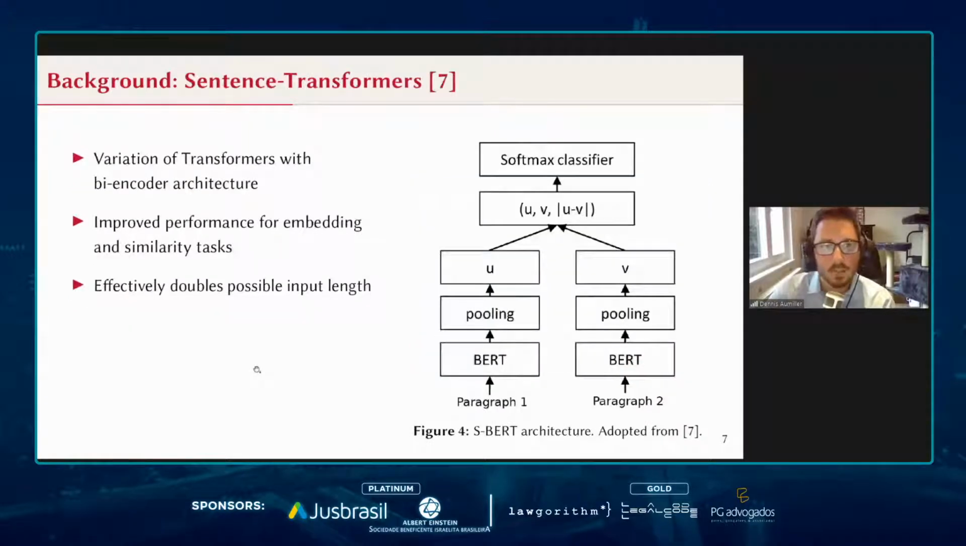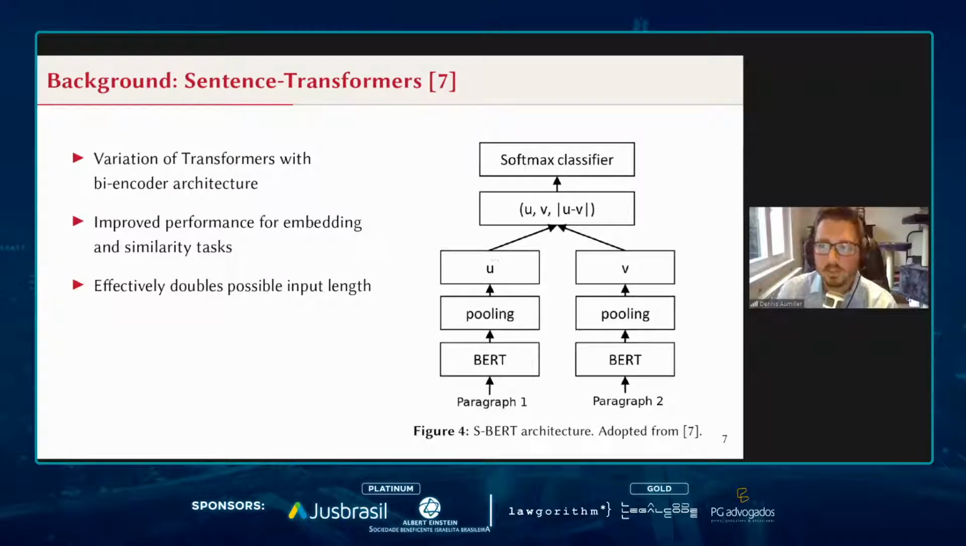Our second methodology is the so-called sentence transformers, which was introduced by Reimers and Gurevych. Specifically, this is a variant of the transformers which uses this bi-encoder layout. And if you again look to the figure, what happens instead is that we're feeding only one paragraph in a forward pass, and then retrieve these embeddings U and V, and basically predict based on the comparison of those two embedding vectors U and V.